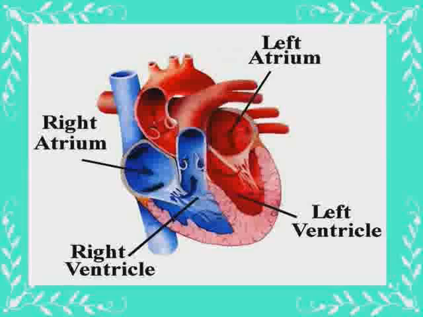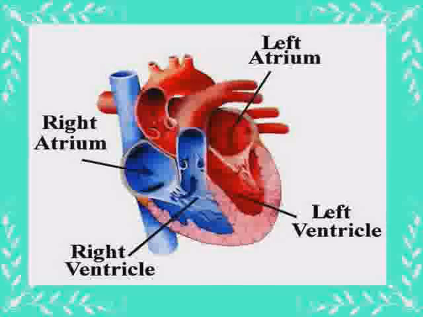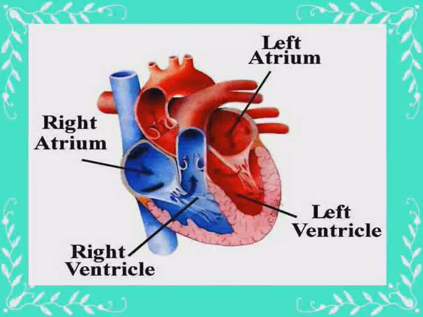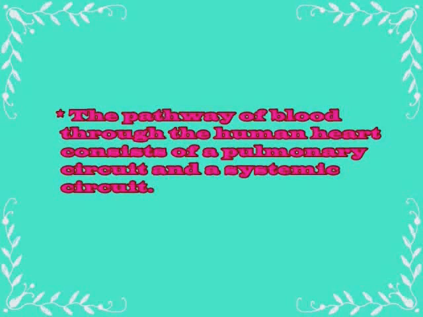The human heart has 4 chambers, 2 superior atria and 2 inferior ventricles. The atria are the receiving chambers and the ventricles are the discharging chambers. The pathway of blood through the human heart consists of a pulmonary circuit and a systemic circuit.